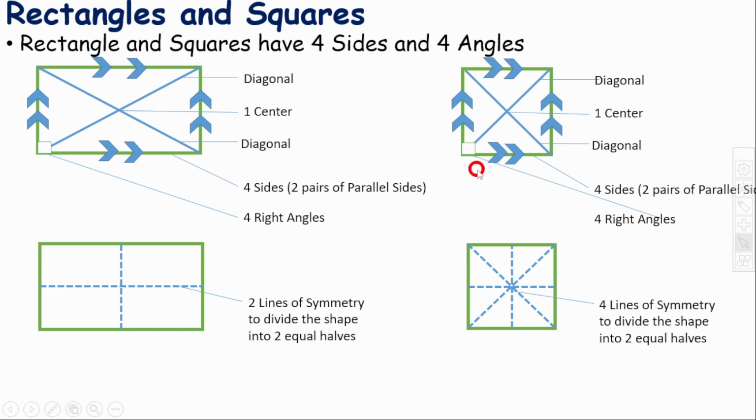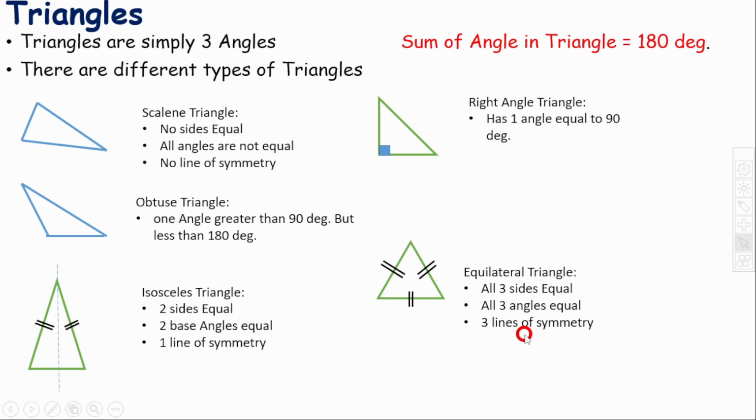It has four right angles too. Right angle 90, angle 90, angle 90. Then how many lines of symmetry does it have? It has four lines of symmetry. We have 1, 2, 3, and 4. Four lines of symmetry, unlike the rectangle that has only two lines of symmetry. Now let's go to the next plane shape.